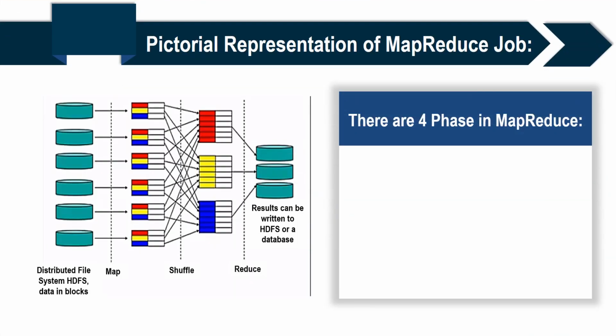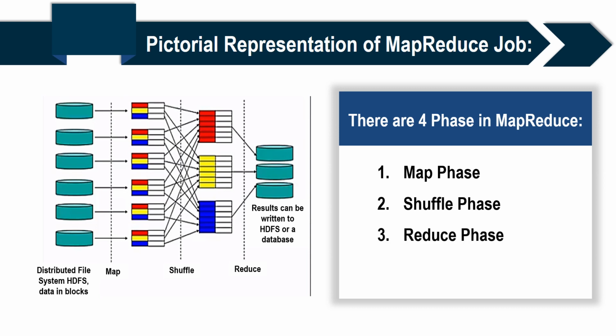HDFS and its architecture. Now let's look at MapReduce. In the MapReduce programming paradigm, there are 4 phases. Even though 2 of them are more prominent, the other 2 play a supporting role. The very first phase is the map phase. Then comes the shuffle phase, followed by the reduce phase. And the last one is the combiner phase, which is also known as the semi-reducer phase.